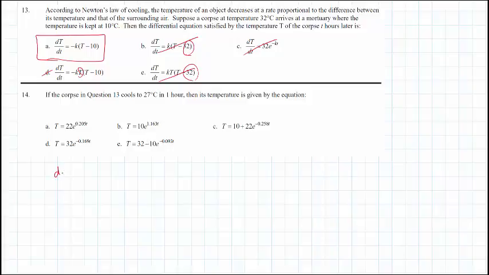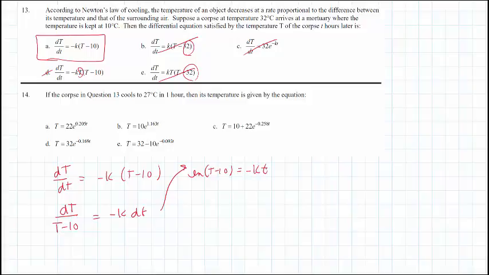So let's start with the fact that dT, the change in temperature with respect to time, is equal to negative k (T minus 10). And that means that dT over (T minus 10) is equal to negative k dt for time. This is a separable differential equation. We'll integrate both sides, and when we integrate both sides, we're going to end up with the natural log of capital T minus 10 is equal to negative k little t plus C.